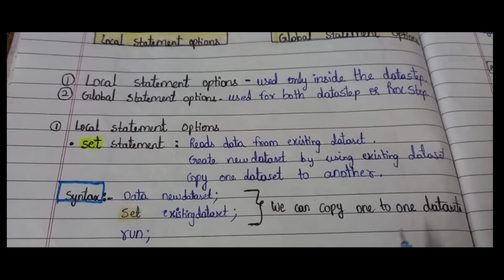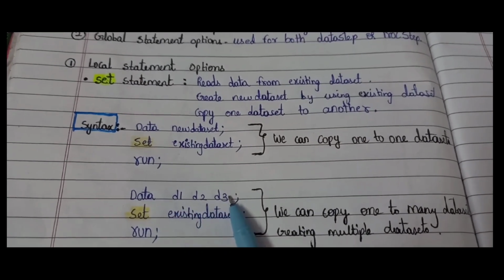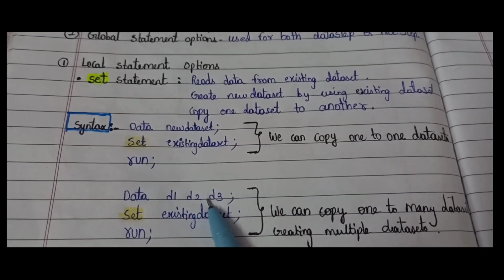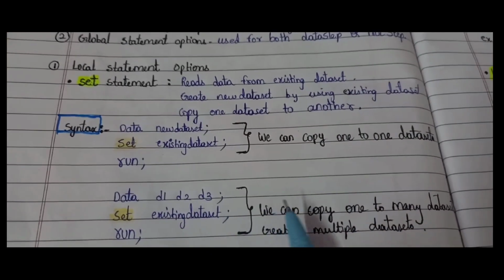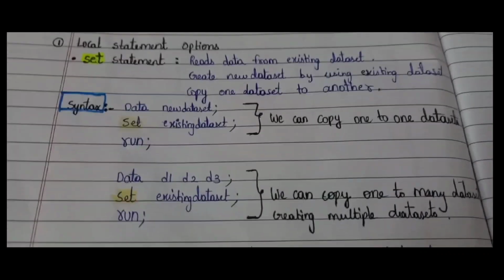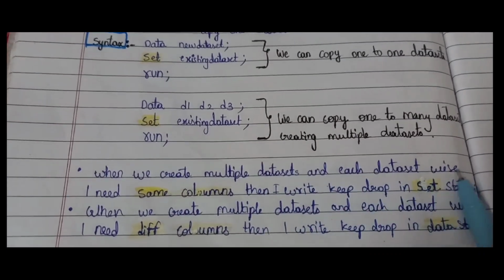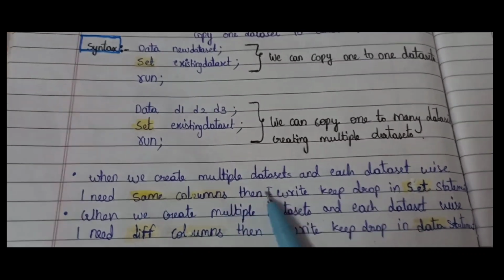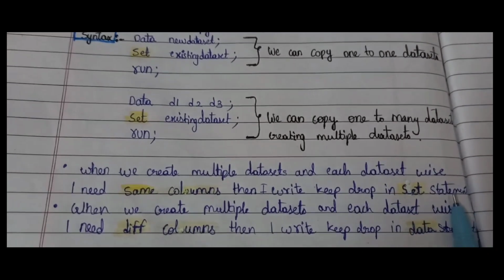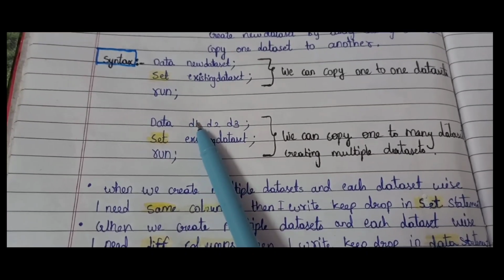For one-to-many data sets, what we'll do is we'll create three new data sets here: D1, D2, D3, separated by a space. Clear? So we can copy one-to-many data sets, and we can create multiple data sets also. Keep this note: when we create multiple data sets and in each data set I need some columns, then I write keep and drop options in the set statement. See, these are my multiple data sets.